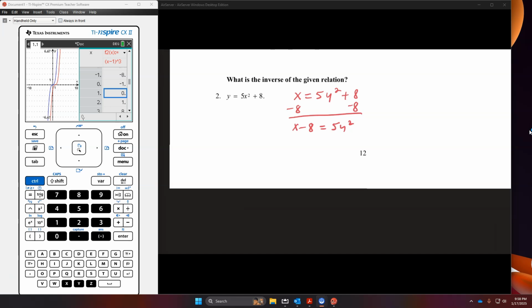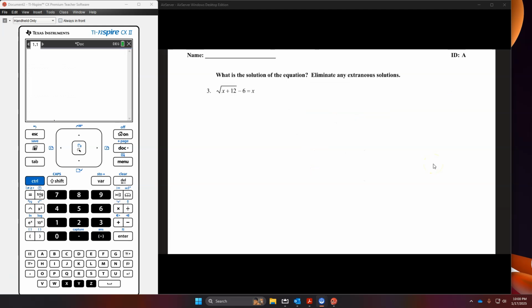At this point, a lot of you want to get the square root, but you don't get the square root yet. You have to divide by 5. So you have (x minus 8) divided by 5 equals y squared. You're going to get the square root of the left side, square root of the right side. So the inverse is the square root of (x minus 8) divided by 5.